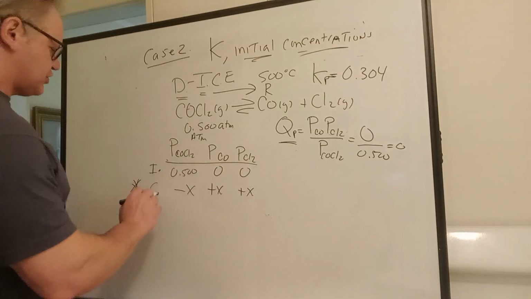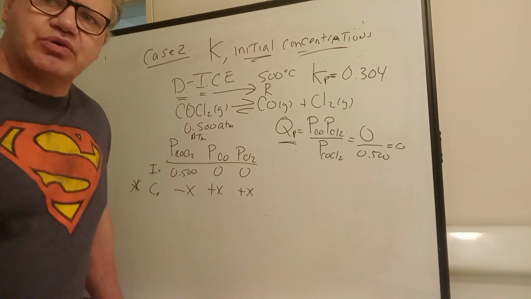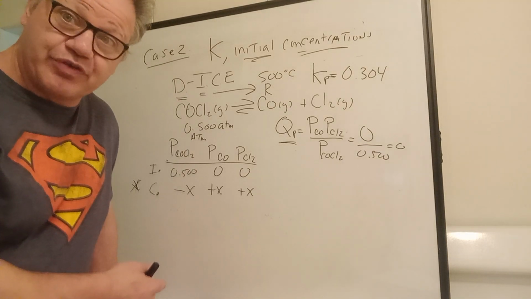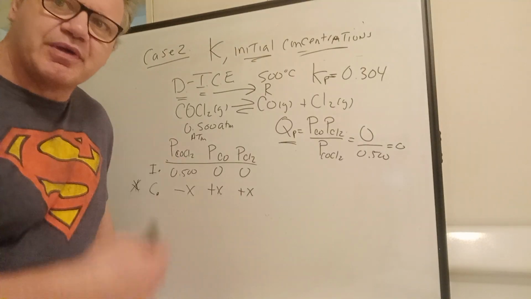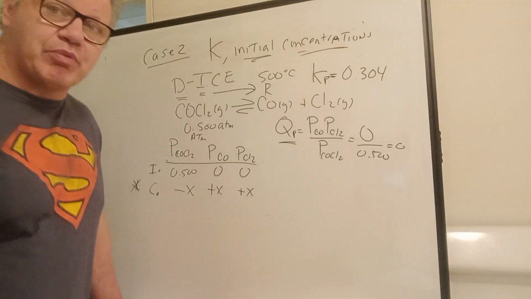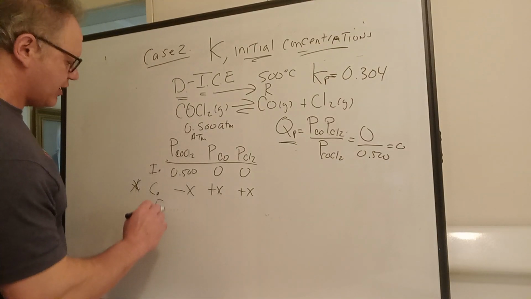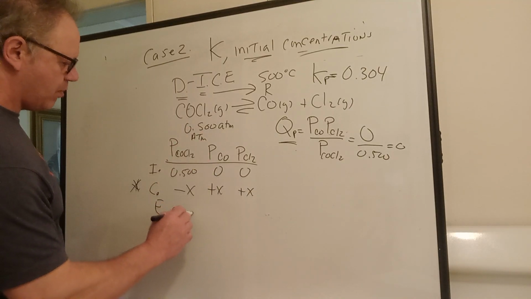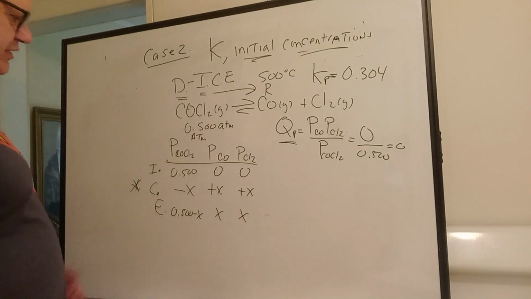That's the change part. This is just a way of succinctly doing the algebra. There's nothing magic about this. In the old days, we didn't do it this way. We just did brute force algebra, setting it up using algebraic logic. This is a table method. I actually think it's pretty good. And then the equilibrium part, I just say bring it on down: 0.500 minus x, x, and x. It's kind of boring, but that works.